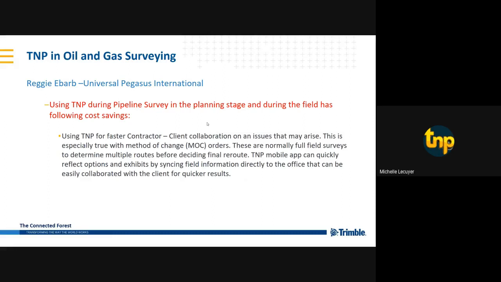This is especially true with the method of change orders. These are normally full field surveys to determine multiple routes before deciding final reroute. The TerrainNavigator Pro mobile app can quickly reflect options and exhibits by syncing field information directly to the office that can be easily collaborated with the client for quicker results.